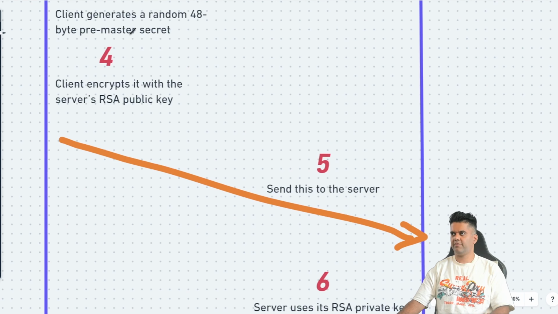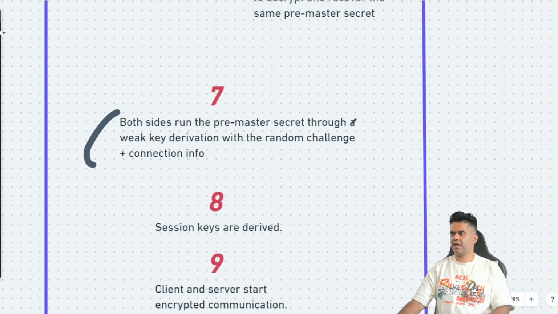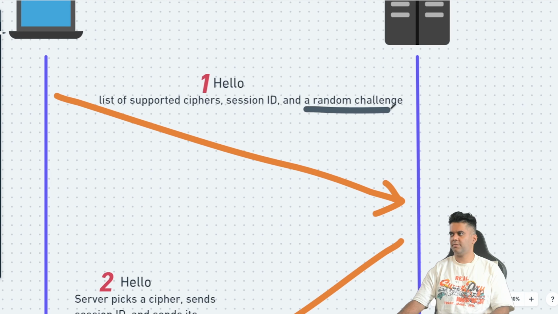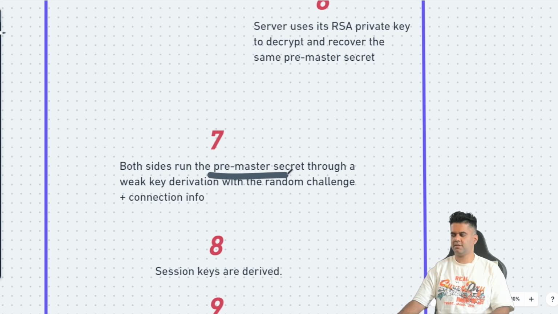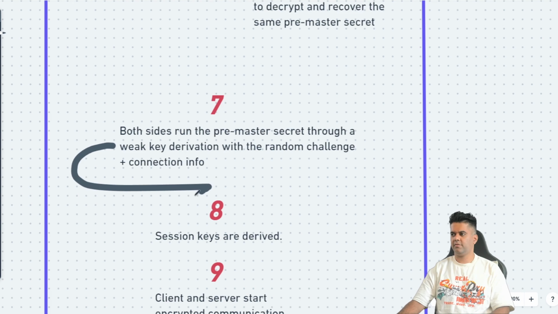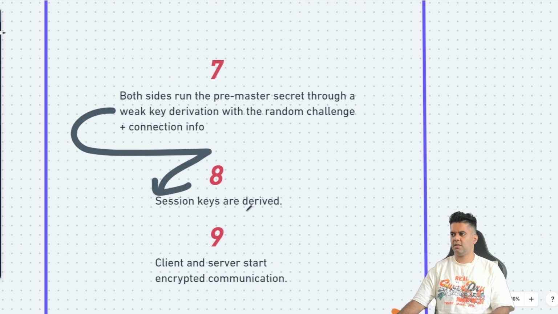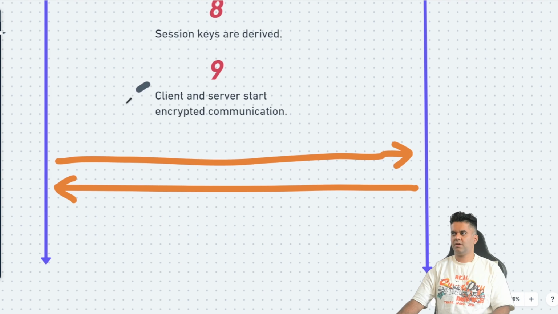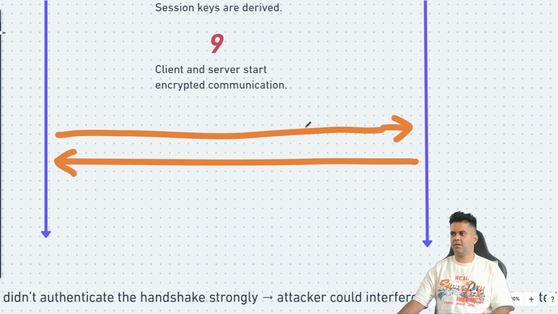So now both of them have a pre-master secret. Now both sides run the pre-master secret through a weak key derivation with a random challenge plus connection info. If you remember, in step number 1, a random challenge was sent. So using that, we use the pre-master secret and we're able to derive the session keys. Once the session keys are derived, this starts off our hybrid encryption. This is our symmetric encryption because now both have the same session keys. So now the client and server can start encrypted communication between each other.